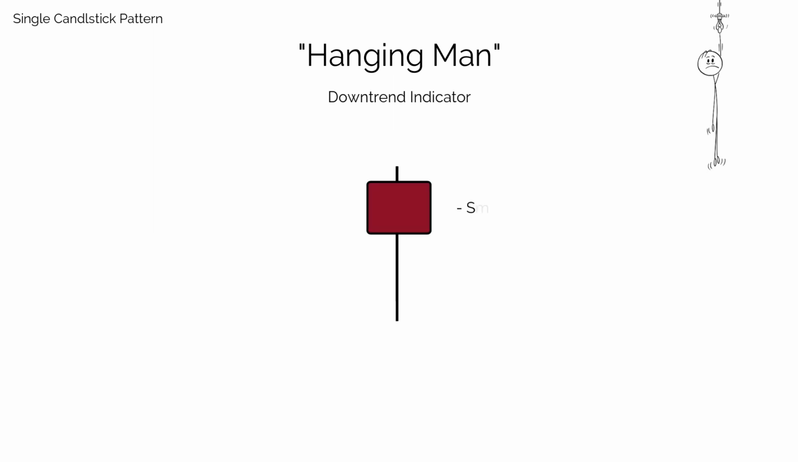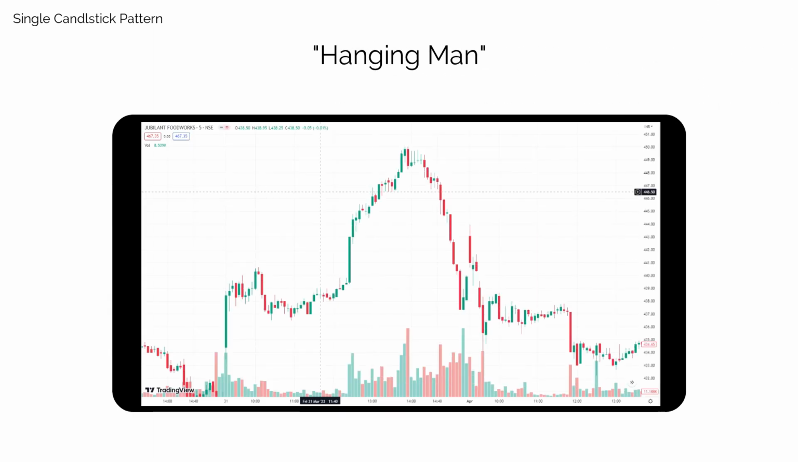Hanging man pattern is a downtrend indicator. Hanging man has a small body with a shorter upper shadow and a longer lower shadow. The body color can be red or green. Hanging man forms at the top of the trend and leads to the formation of a downtrend.